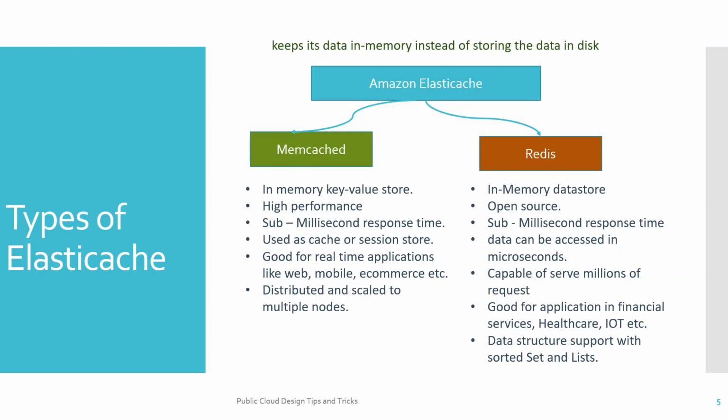Redis is an in-memory data store. It is open source in nature. It also has millisecond response time. Data can be accessed in microseconds here. It is capable of serving millions of requests, so it has high throughput. It is good for applications in financial services, healthcare, and IoT sectors. It has support for data structures like sorted sets, lists, and other types of data structures as well.